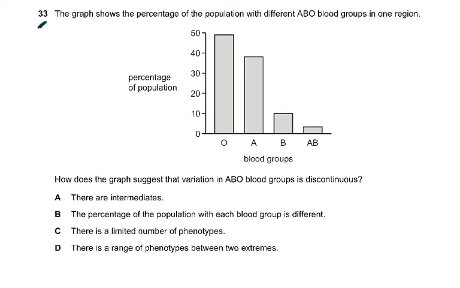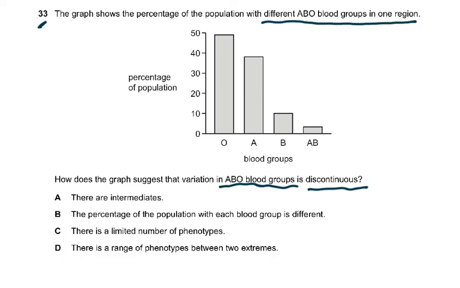Question number 33. The graph shows the percentage of the population with different ABO blood groups in one region. So you have O group nearly 49%, and then A is about 38%, and then B is 10% of the population, and AB is about 3 or 4% of the population. How does the graph suggest that variation in ABO blood groups is discontinuous? There are intermediates. The percentage of the population with each blood group is different. There is a limited number of phenotypes. There is a range of phenotypes between two extremes.